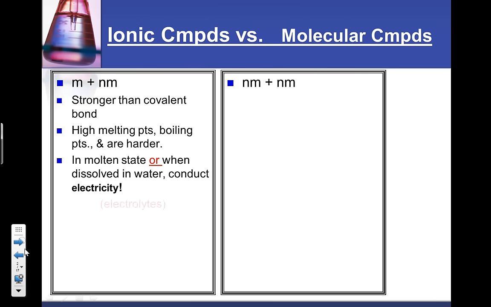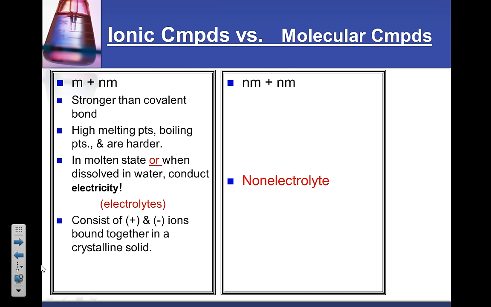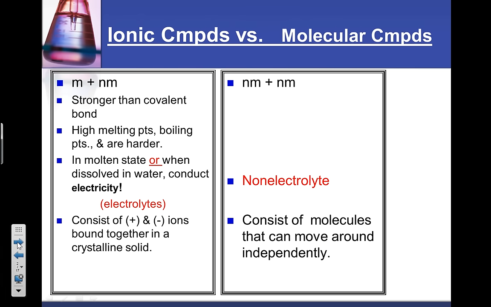So we call these types of substances electrolytes. When they're dissolved in water, they're conducting electricity. They're called electrolytes, whereas your molecular compounds are called non-electrolytes. Ionic compounds consist of positive and negative ions that are bound together in a crystalline solid. Your molecular compounds can be solids, liquids, or gases at room temperature, and they're going to consist of molecules that can move around independently of one another.